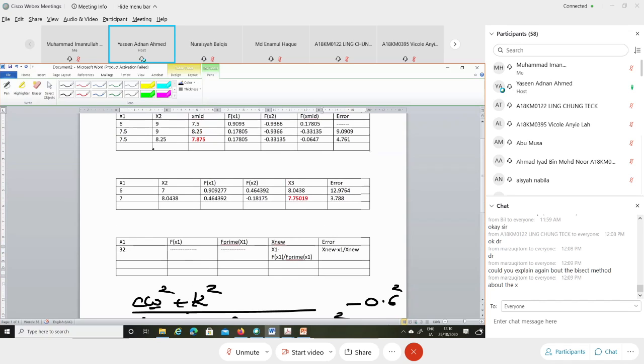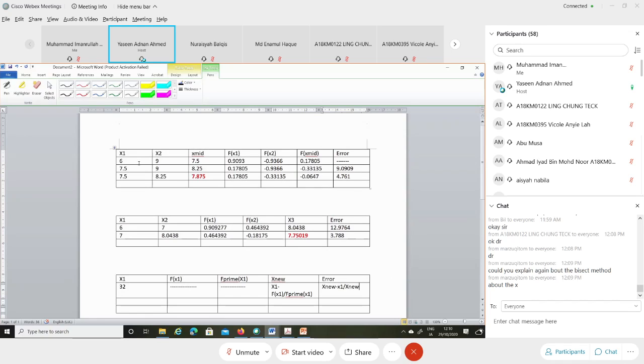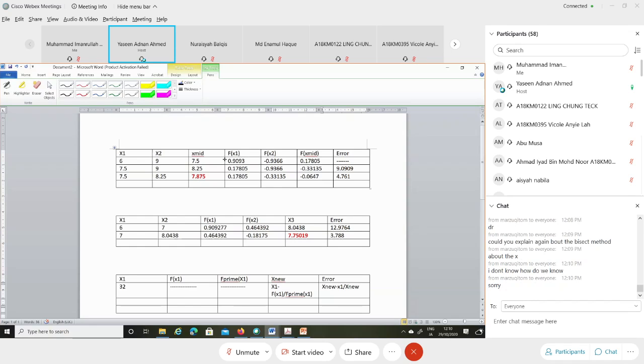Like in the secant method, we have a definite answer: we replace x1 by x2, and x2 is replaced by x new. That is the definite thing, so we can calculate. But here we don't have this definite rule that you replace x1 or x2 every time with x mid. Sometimes we need to replace x1, sometimes x2, by x mid. It depends on the function value. How do we know which one you need to replace? I already explained this, maybe you joined late. In this case, you have to decide based on the function value.